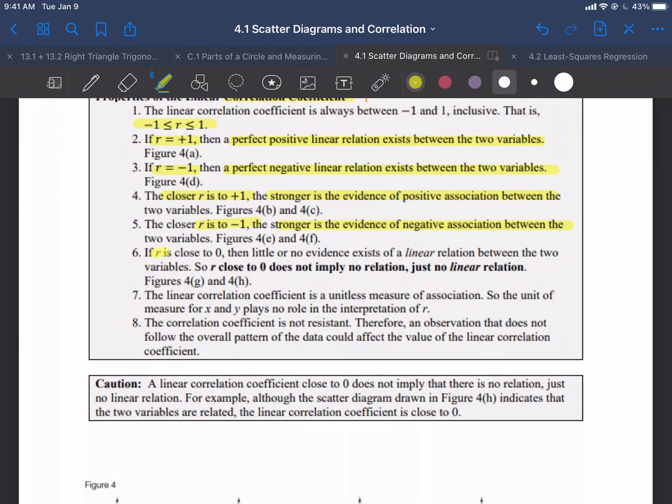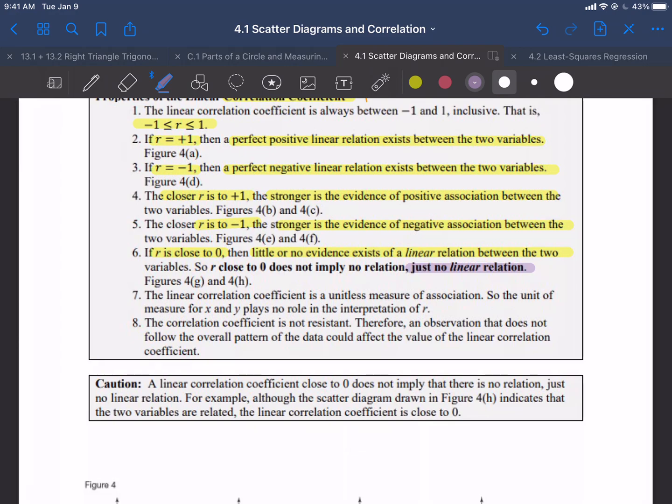If r is close to 0, then there is little or no evidence of a linear relation between the two variables. Okay, so note, r being close to 0 doesn't mean there's no relation. It just means that there's no linear relation. Your correlation coefficient r is unitless, and it's not resistant. So what that means is that outliers are going to affect our correlation coefficient. So your extreme values do affect your r value and your model.